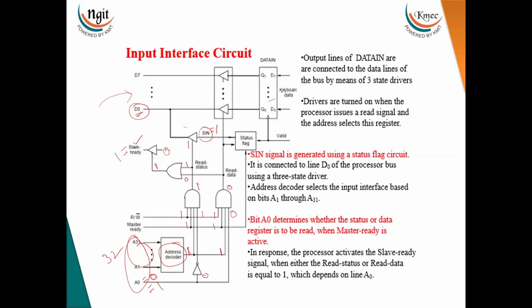When the key is pressed, that code is stored into the data in register. Along with that, it sends the valid signal. This valid signal makes this SIN bit equal to 1. So that's why the processor reads the SIN bit as 1. After reading the status register, if it is 1, then it understands that the data is ready.